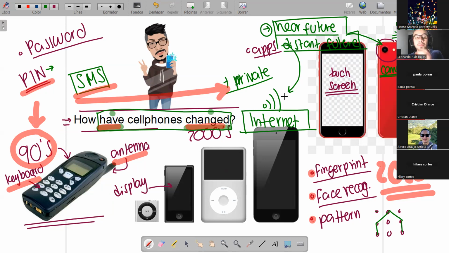Well, very good. So in this case, we have been talking about the cell phone. It's the central topic of the conversation, the cell phone. But we have been talking about different moments or different perspectives.